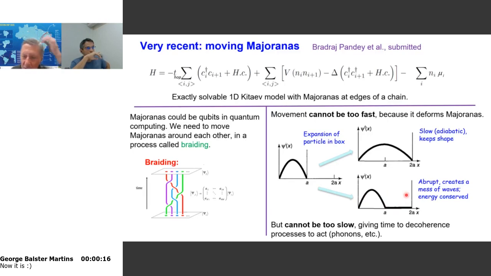So you don't want the thing to go too fast, because you get this issue. But also you cannot go too slow, because if it goes too slow, there are decoherence processes, like phonons, that destroy it. In principle, the Majoranas are supposed to be very robust, but given enough time, the decoherence will occur. So there is a window in time where these things could happen.